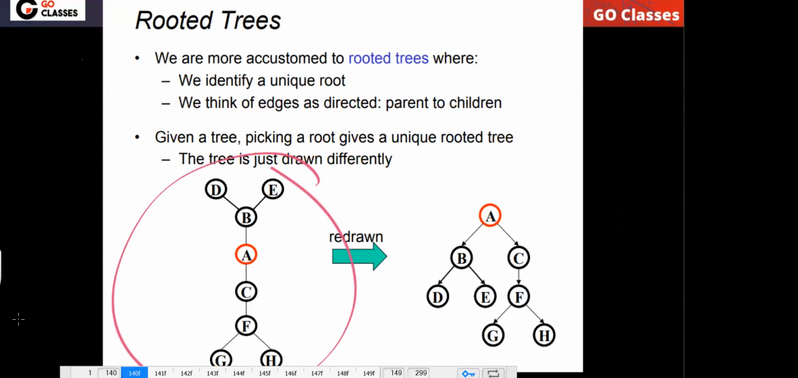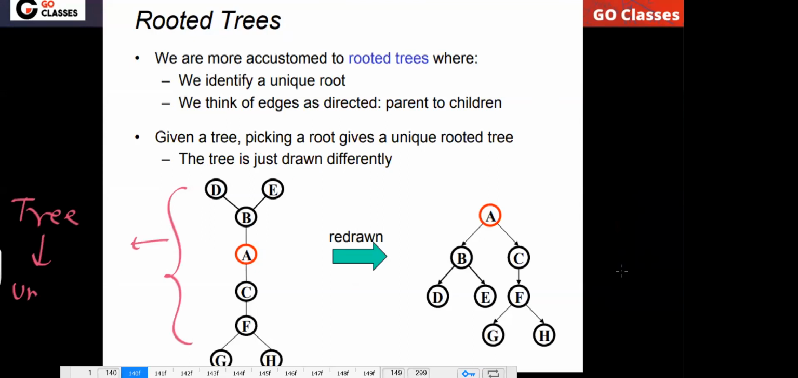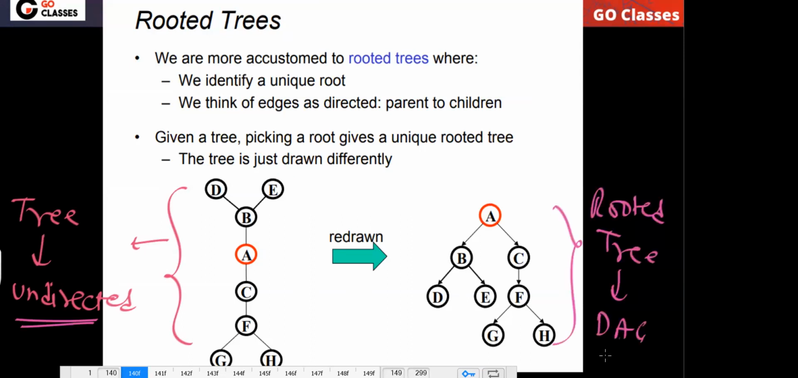So this is a normal tree, which is an undirected graph, and this is a rooted tree, which is a directed graph, a special directed acyclic graph. If you create this as root, then these will be the children. This one is not a rooted tree.